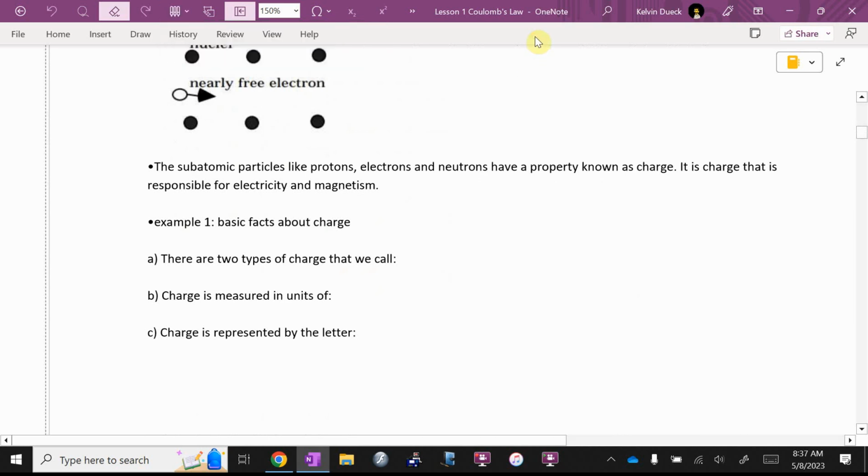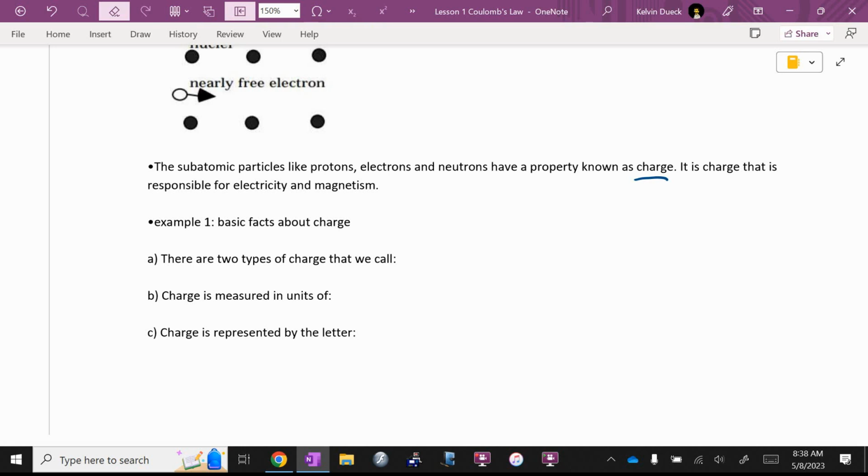And it turns out subatomic particles like protons, electrons, and neutrons have a property that we call charge. And it is this thing called charge that's responsible for both electricity and magnetism. It turns out we should really say electromagnetism. It's one force.